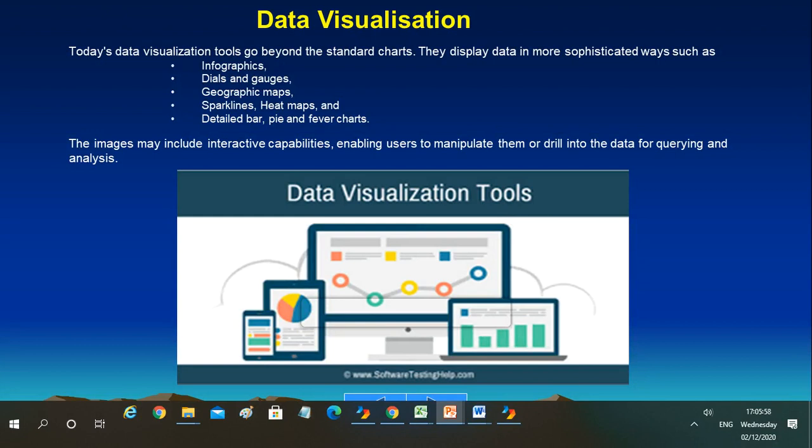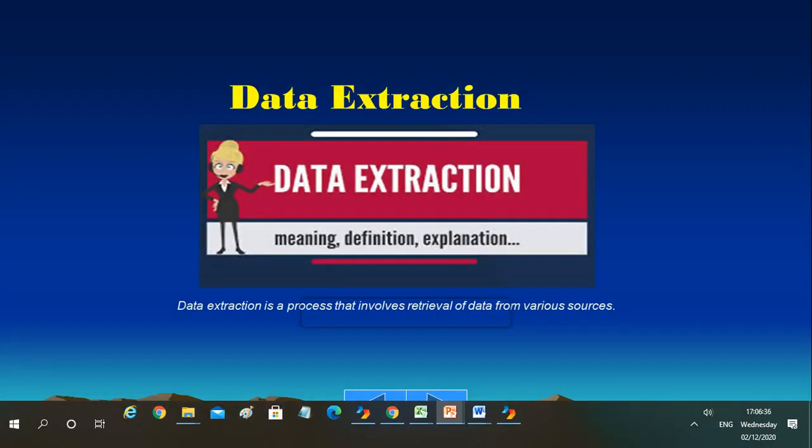Today's data visualization tools go beyond the standard charts. Today we are not restricted only to the line chart or histogram or things like that, which are very primitive. They display data in more sophisticated ways, such as infographics, dials and gauges, geographic maps, spark lines, heat maps, and detailed bar, pie and fever charts. These images may include interactive capabilities, enabling users to manipulate them and drill into the data for querying and analysis. And it is happening. Interactive charts and graphs are also in the process of coming up.